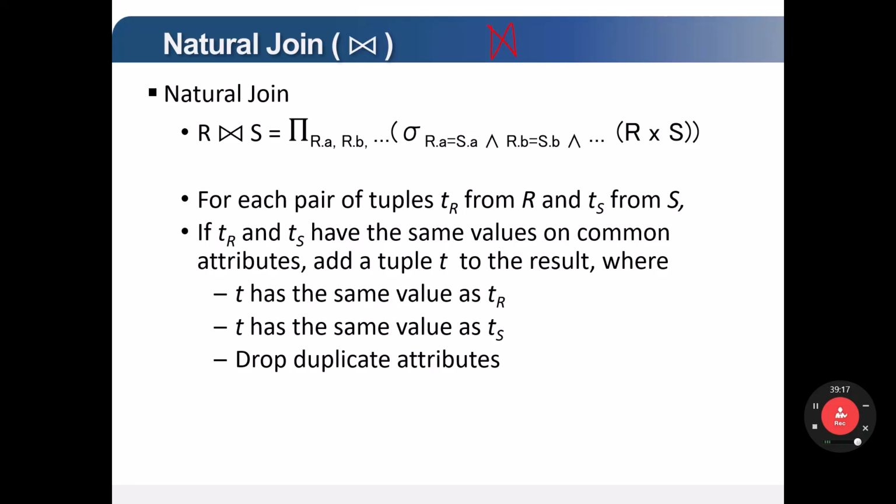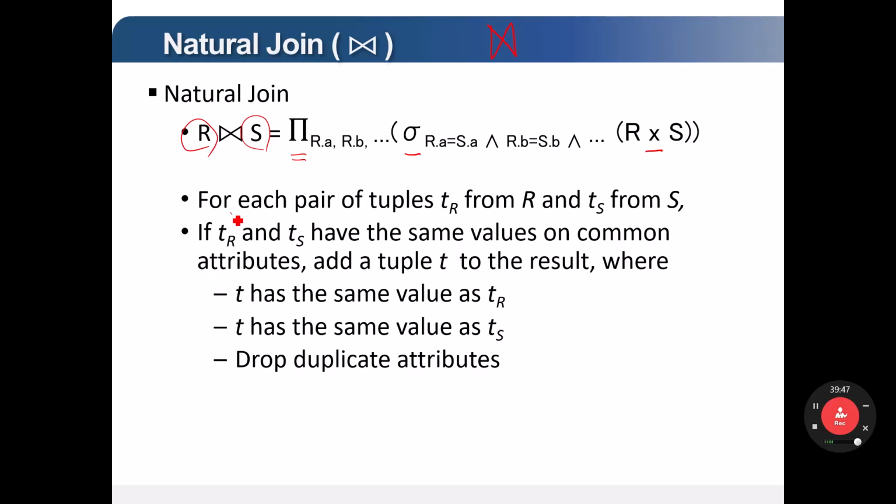And basically, this natural join operator is a combination of Cartesian product and select operator. And we need this projection operator as well, but let's talk about this projection after I introduce how this natural join works. So natural join is a binary operator. We need left and right relations.